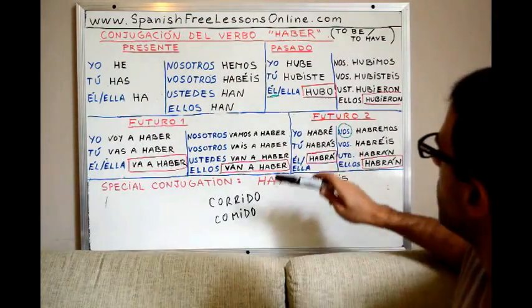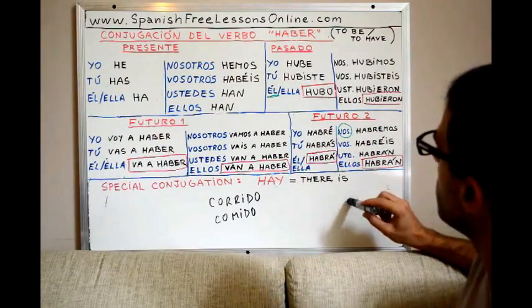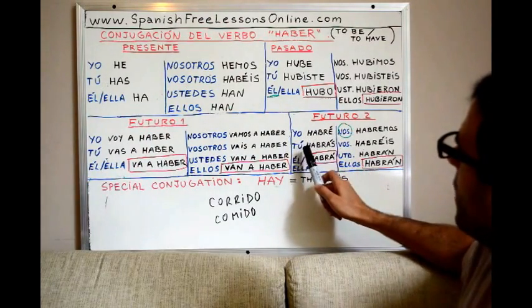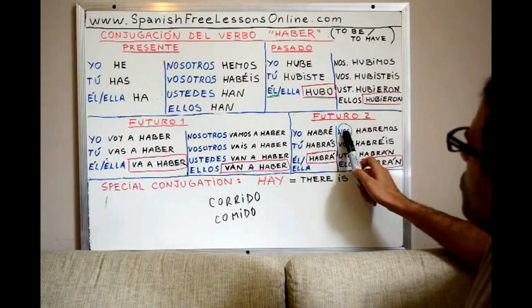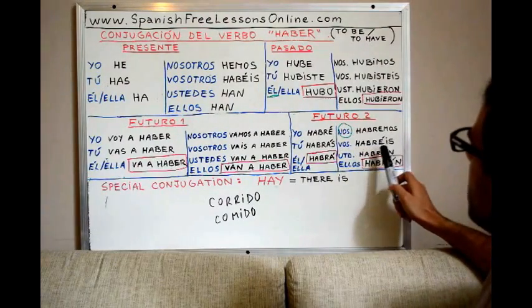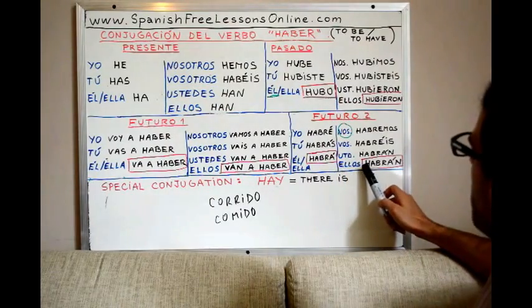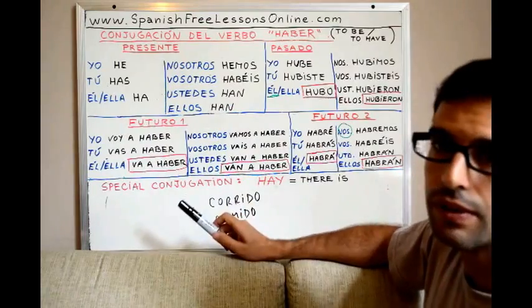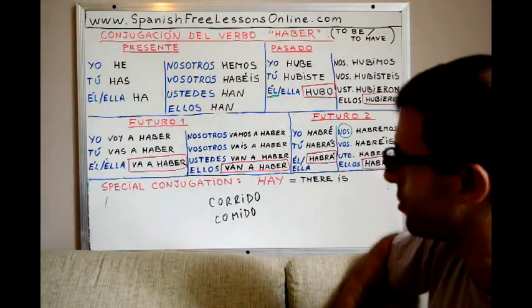Future number 2. This is the most typical future conjugation of Spanish, right? In Spanish: yo habré, tú habrás, él habrá, nosotros habremos, vosotros habréis, ustedes habrán, ellos habrán. Right? And this means exactly the same. They are synonyms, just different ways of conjugating the future. Okay?